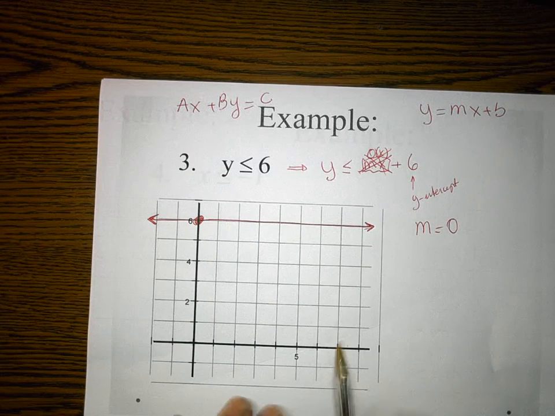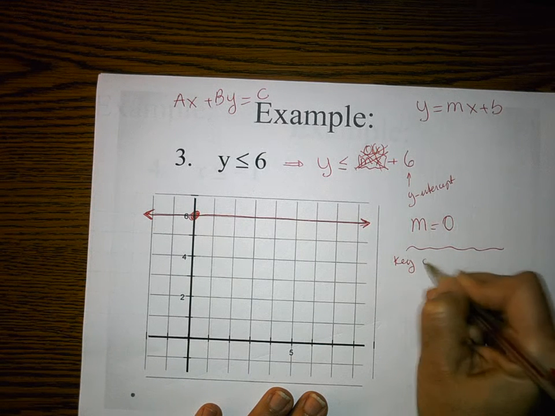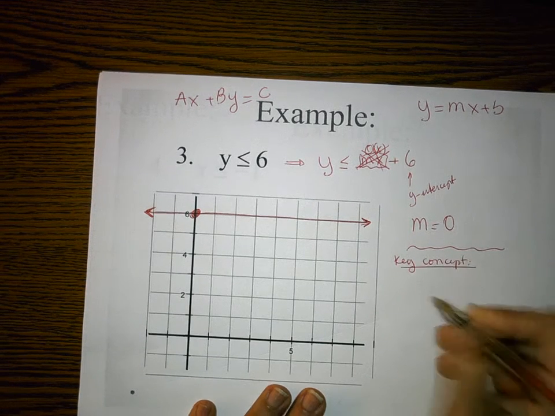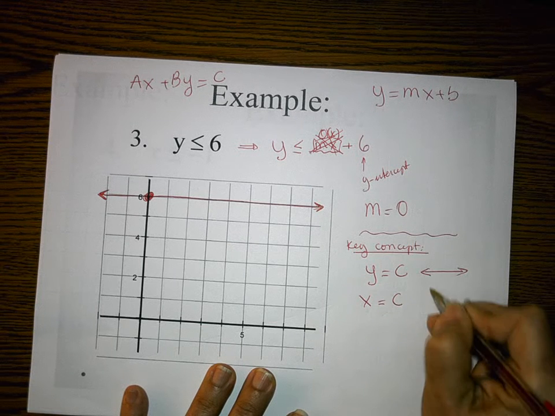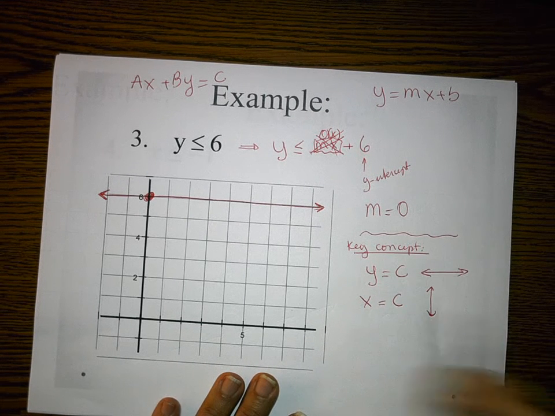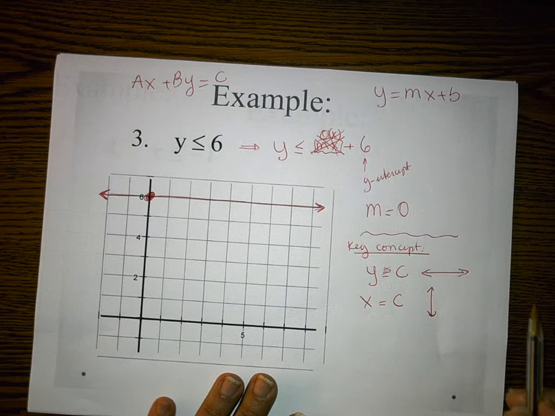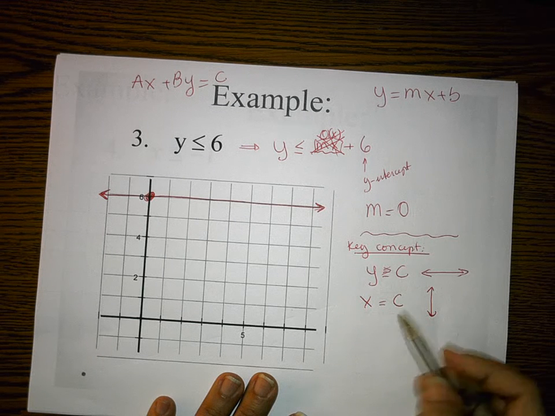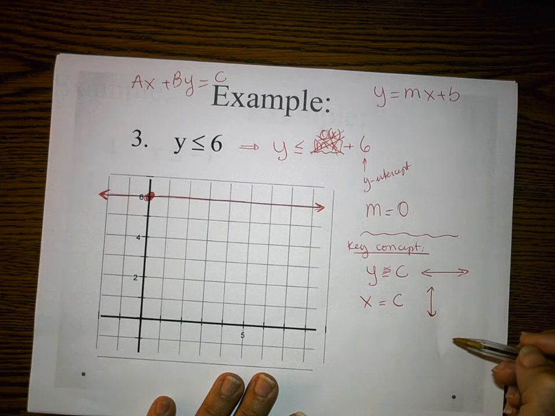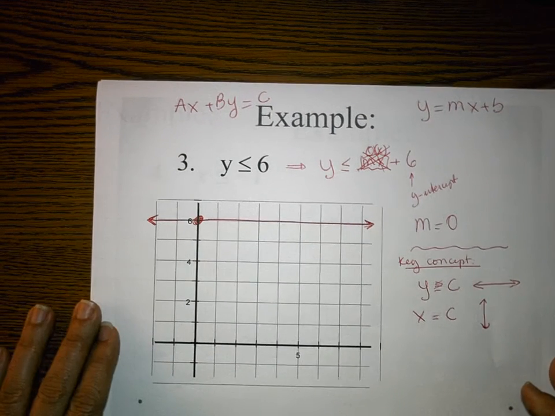So I know this is y equals 6, or y is less than or equal to 6, is a horizontal line. Okay? I told the students before, long ago, this was a key concept that we learned long ago. Y equals any constant is a horizontal line. And x equals any constant is a vertical line. Okay, so if I have y is greater than something or is less than something, that is a horizontal line. The slope is 0. And if it is x equals c or greater than c or less than c, it is a vertical line, and the slope is undefined.